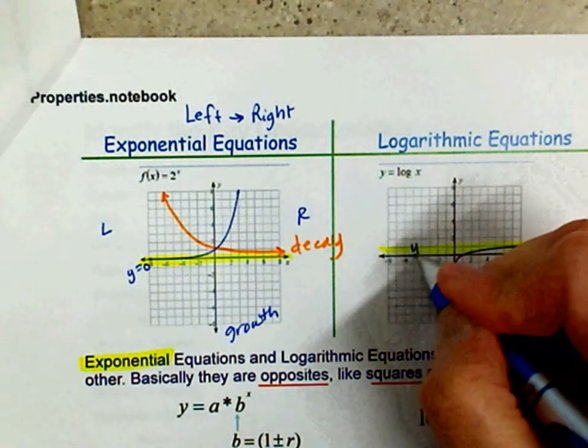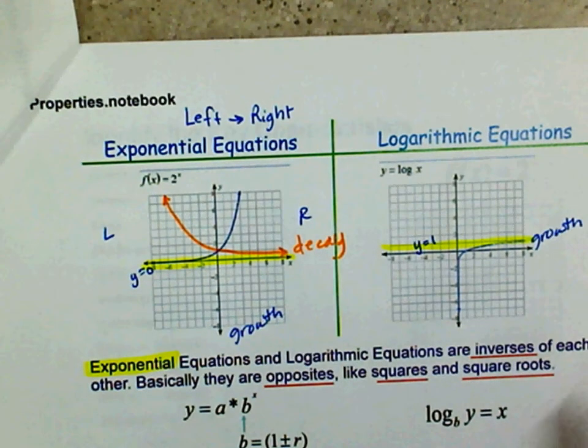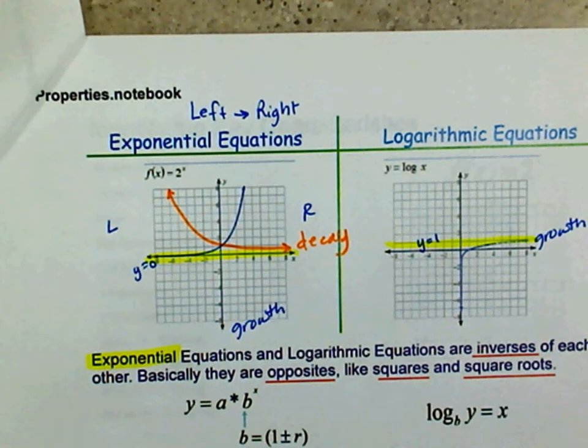But that graph never crosses it. So basically it's a line that you never graph below or above. It's kind of like a wall or a floor. Think of it like a floor since it goes left and right.